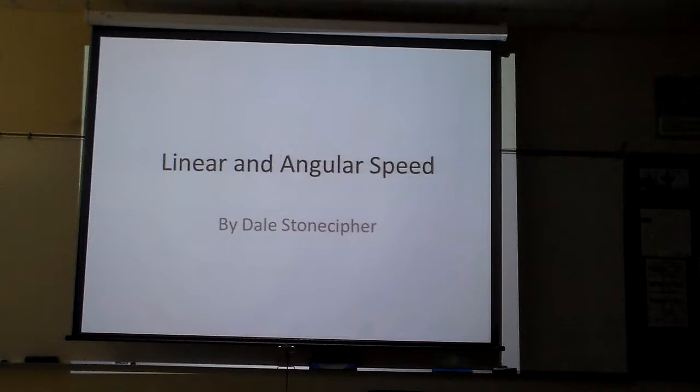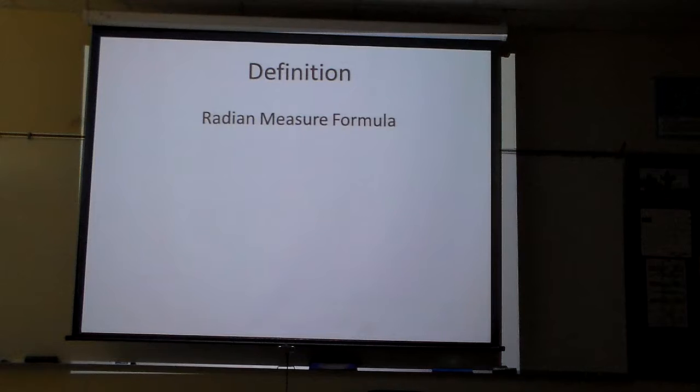Okay, hey, linear and angular speed. Woo! What are they? That's what we're going to find out. First off, definition, the radian measure formula is this.